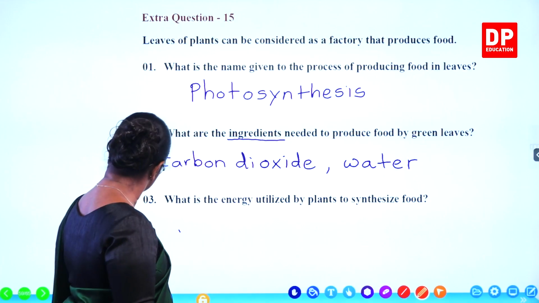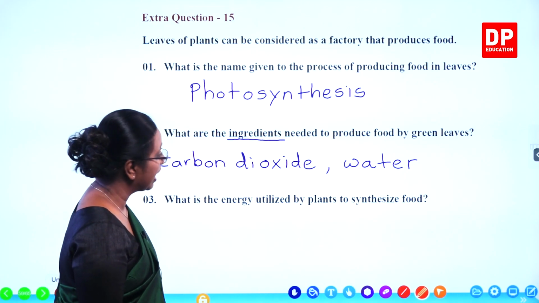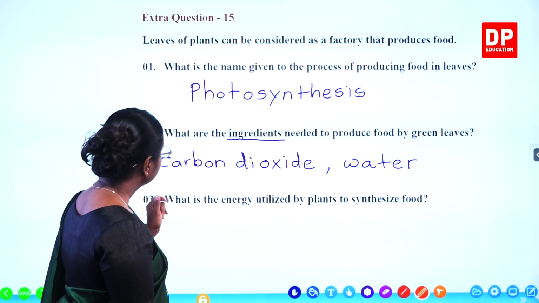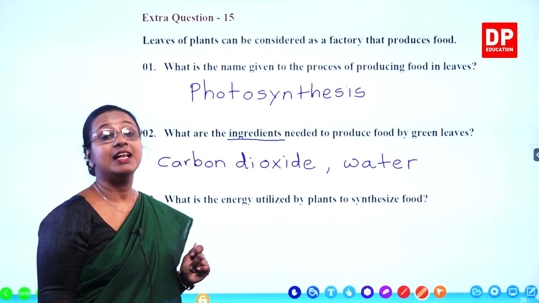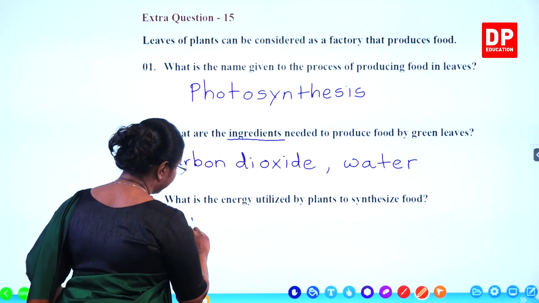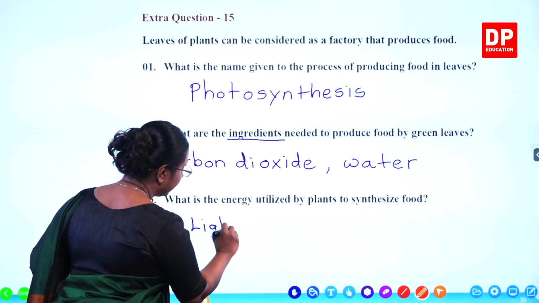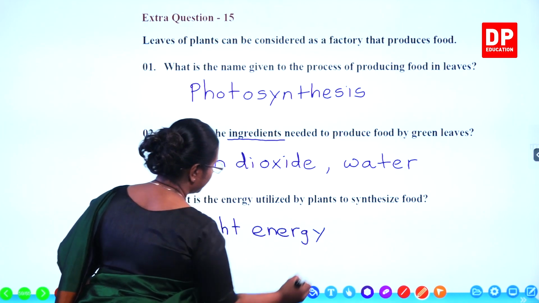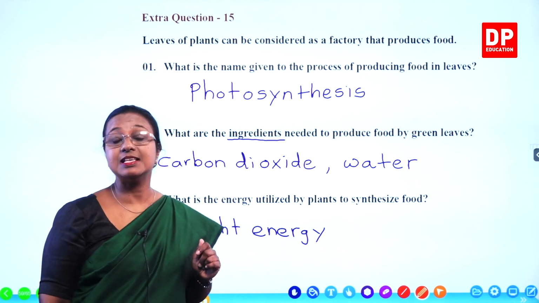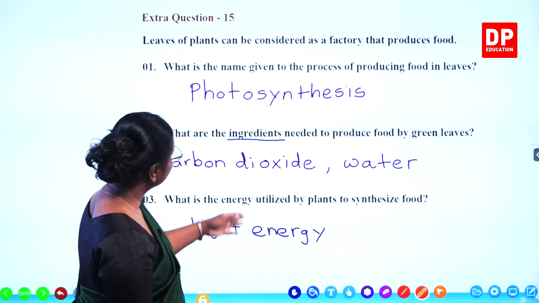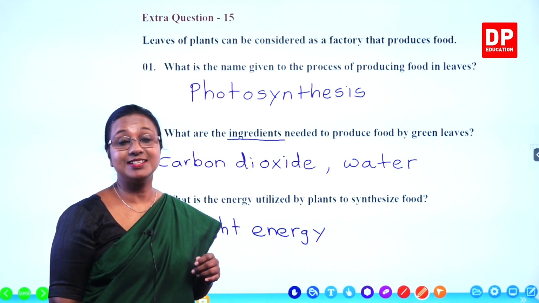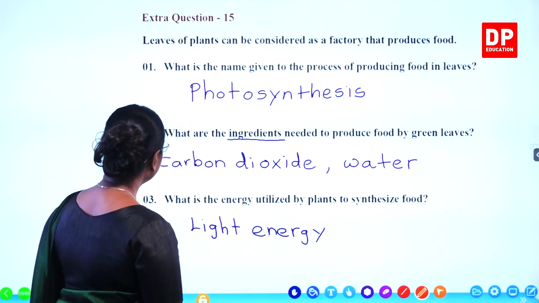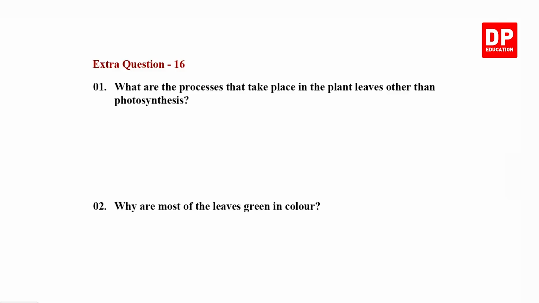What is the energy utilized by plants to synthesize food? So what is the energy? Light energy. So here we have to write it as light energy. Why have they asked what is the energy? So what type of energy? That is light energy. So I am sure you were able to write all the answers correctly. With that, I will move on to the next question.